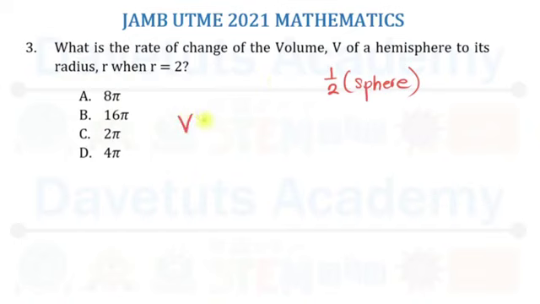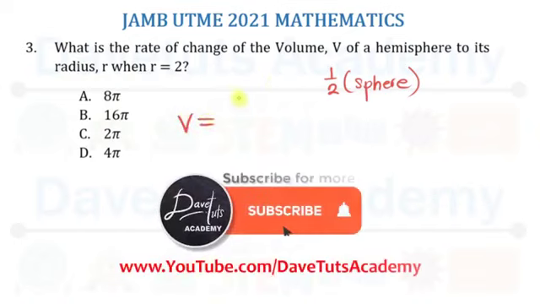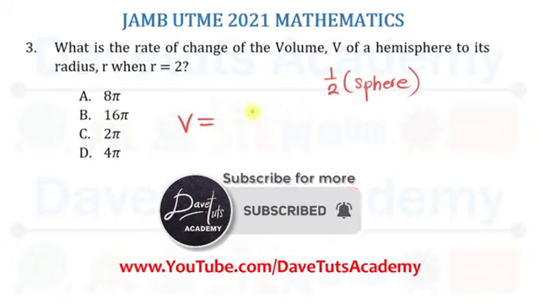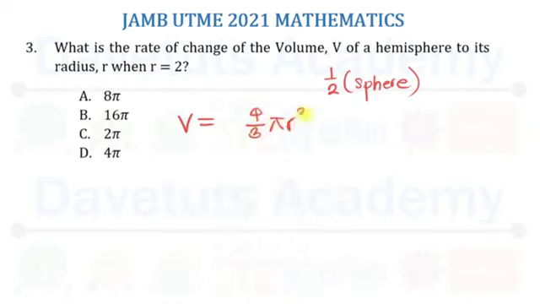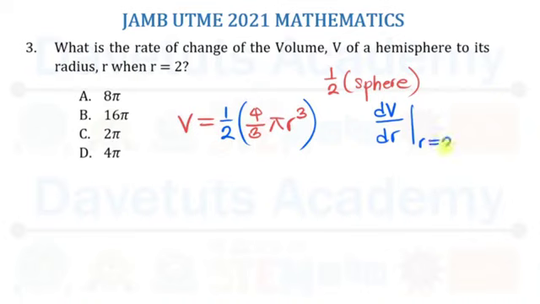So that particular volume here, in this case, will be the volume of a sphere, which is 4 over 3 pi r cubed. But since we are talking about a hemisphere, that will be half of that volume, because a hemisphere is half of a sphere. All right. So this particular question is asking us to find the rate of change of the volume with respect to the radius when the radius is equal to 2. This is what we are asked to find.